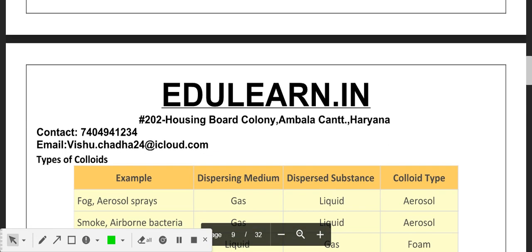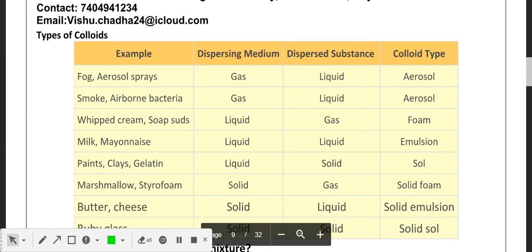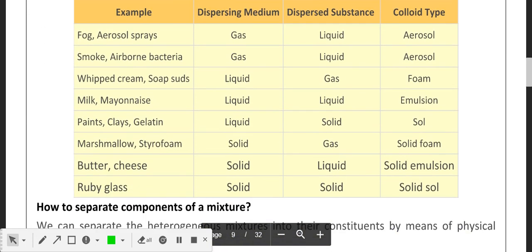So how do we classify colloids? Let's see. This is a table. Try to understand this table. Example: fog, aerosol sprays. So dispersing medium, fog, aerosol sprays, meaning we are talking about your deodorants.